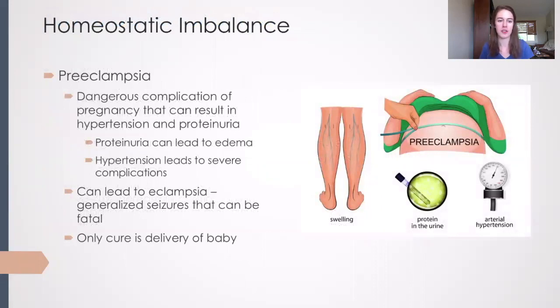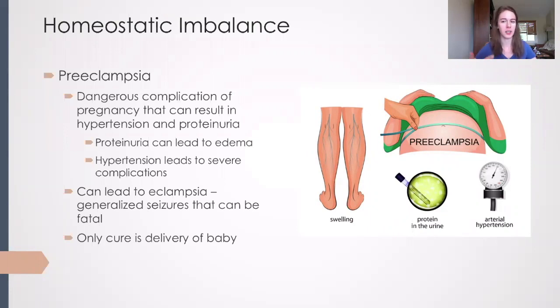Preeclampsia. This is an extremely dangerous condition. It is diagnosed when you have high blood pressure, consistently high blood pressure, and if you have protein in your urine. Protein in your urine can lead to edema because you have more solutes staying in. When more solutes stay in your urine, that is going to make fewer solutes remain in the blood, and proteins in the blood are what help us maintain blood volume.